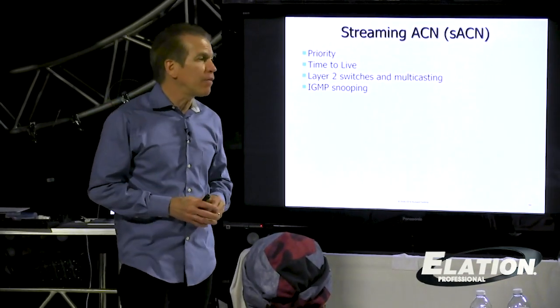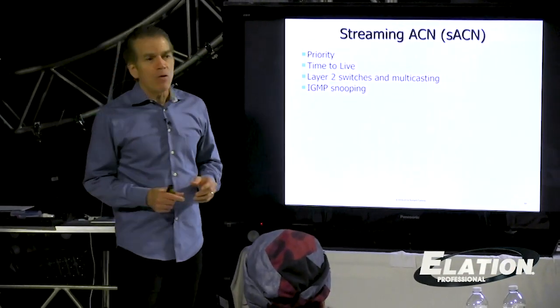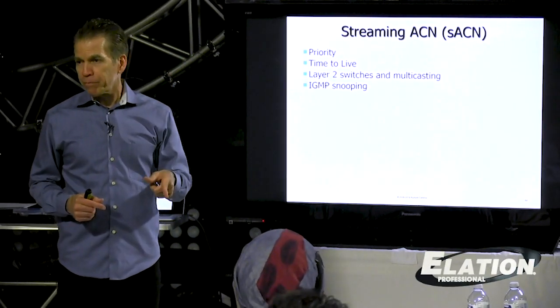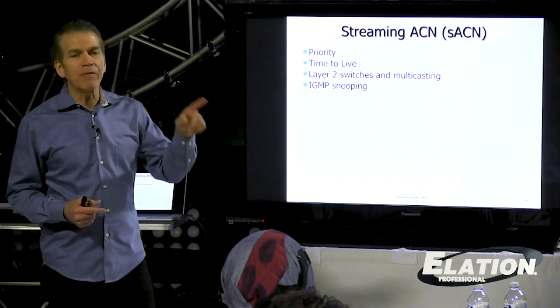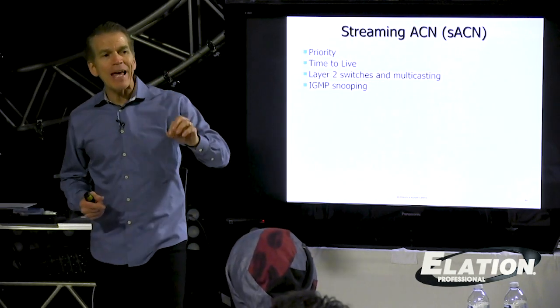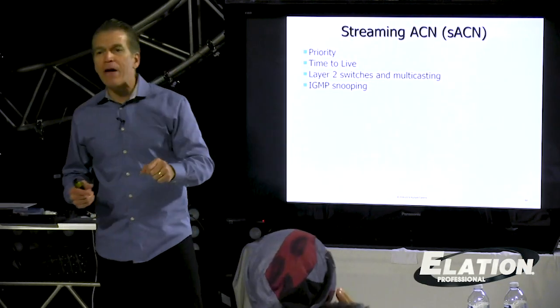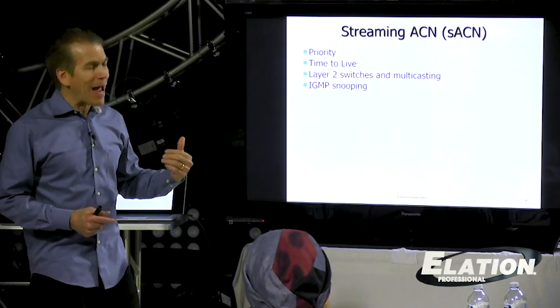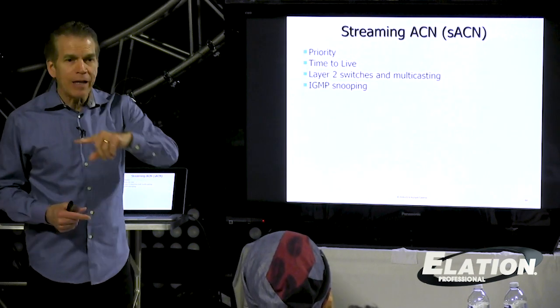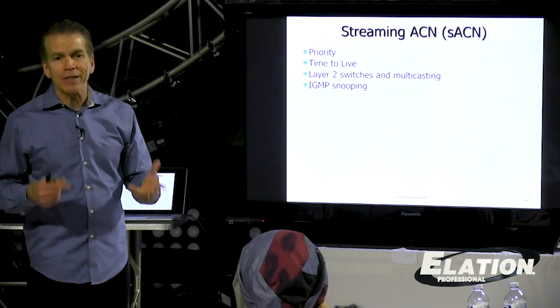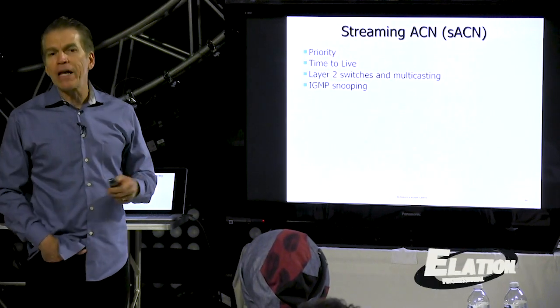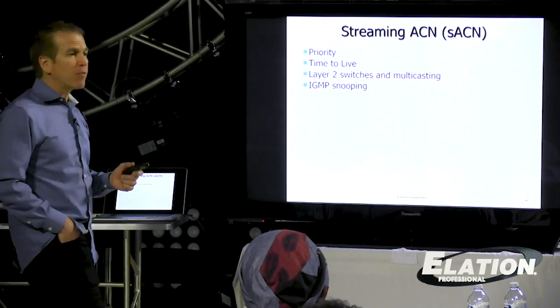Time to live is a way of preventing stray packets from bouncing around the network. The way it works is there's a time to live counter, and every time the data hops from router to router, it decrements the time to live. So if a packet can't find a home and keeps bouncing around the network, eventually it will die and get swept away and be removed, which prevents too much traffic from building up on the network.